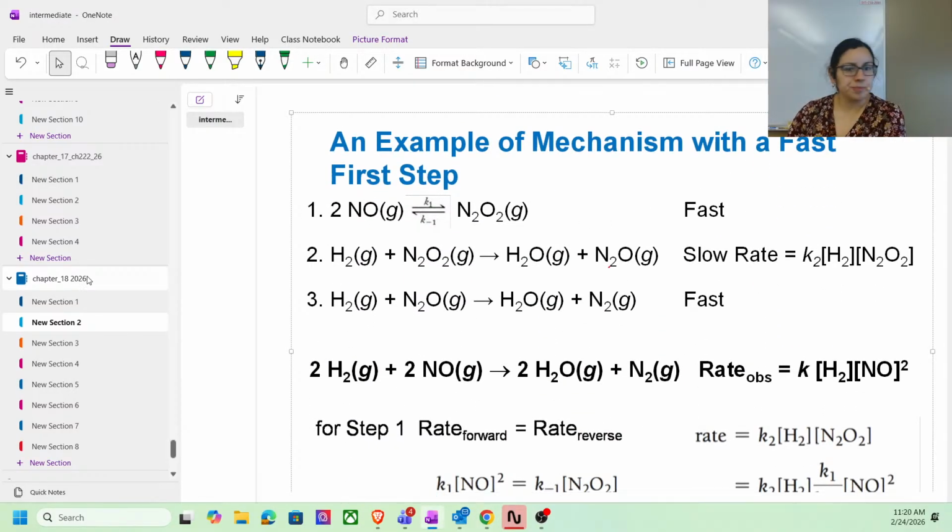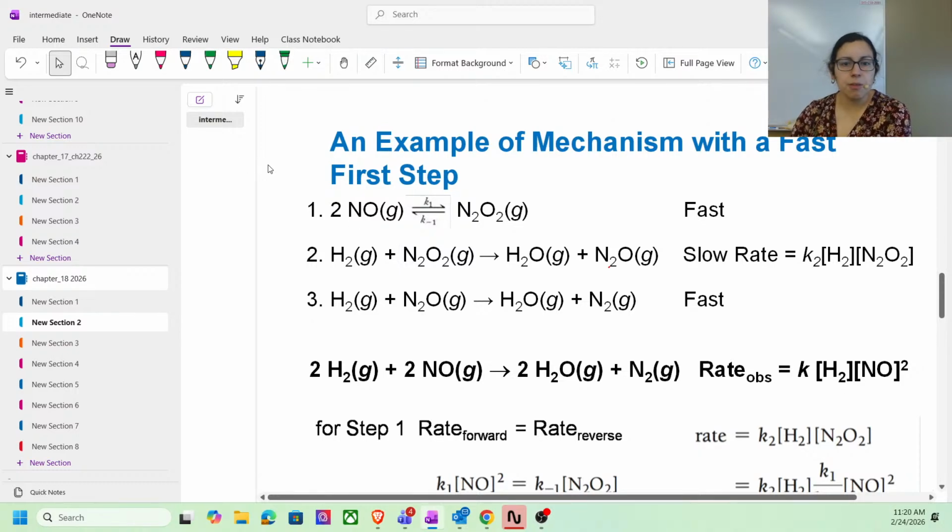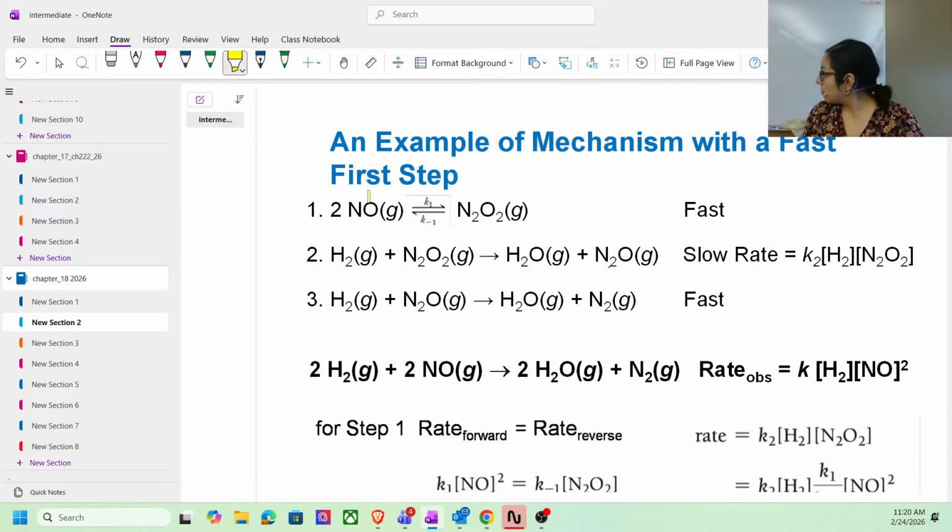So let's look at our example here. All right, so now we're looking at our mechanism. So now we have our dimerization reaction. So NO, it looks like two equivalents of it, dimerize to give us N2O2. And it says that this is fast, so that's not our rate limiting step, but we can still write our rate law for this. So we'll do that in just a second.